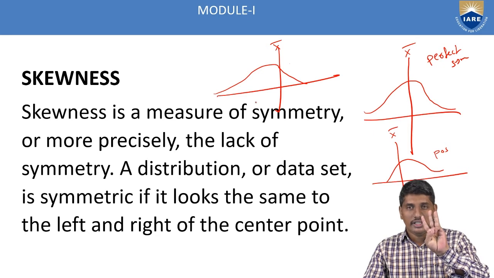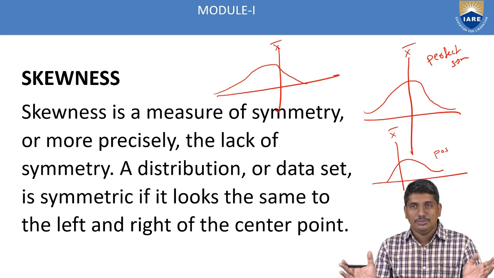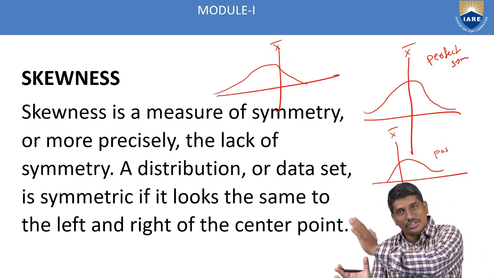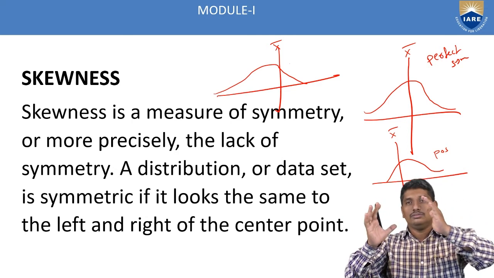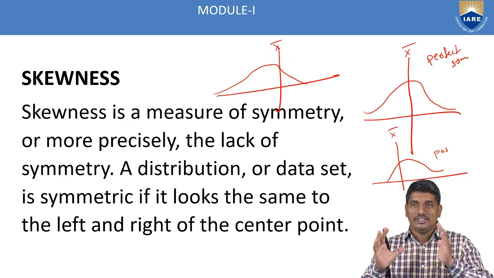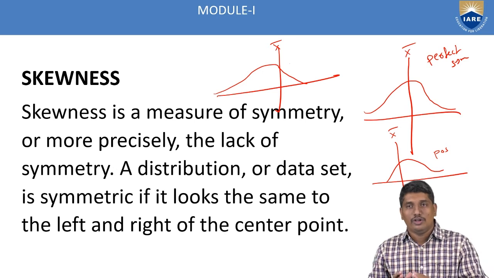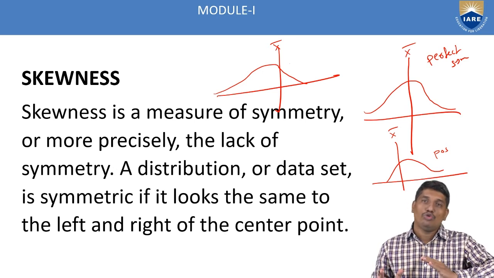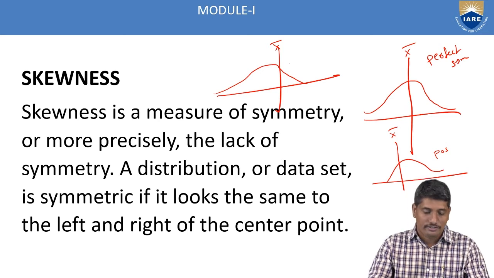So there are three kinds of stretching of data about its mean: equal distribution, more stretching towards the right, or more stretching towards the left. If it is equal, it is called perfectly symmetric. If it is stretching more towards the right, it is called positively skewed. If it is stretching more towards the left, it is called negatively skewed. Let us look into the graphs.